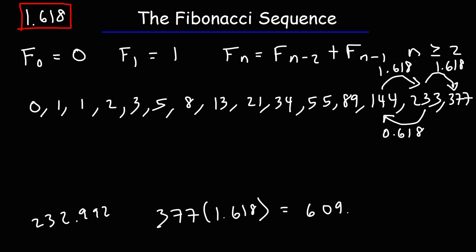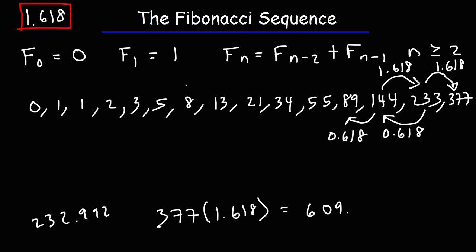You'll get 143.994. Likewise, if you take 144, multiply by 0.618, it'll give you approximately the previous term when n is very large. This will give you 88.992, which rounds to 89.